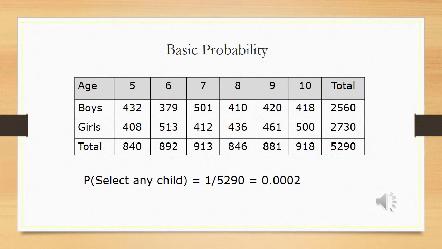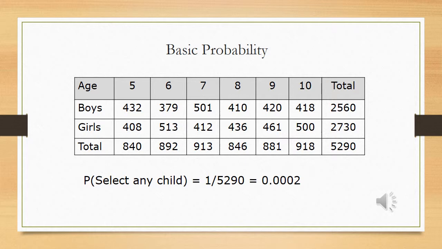As we can see, we have a table, and that's displaying age, boys, girls, and a total. And here, for basic probability, we're trying to find the probability of selecting any child. So we have a total population and any child. So the probability of selecting one child out of the total sample.